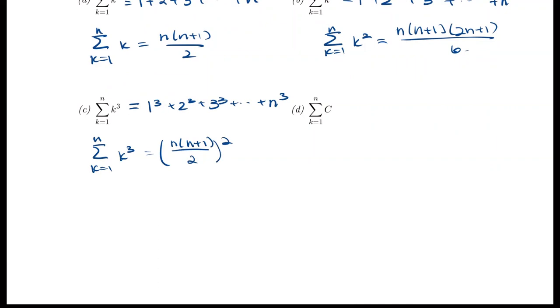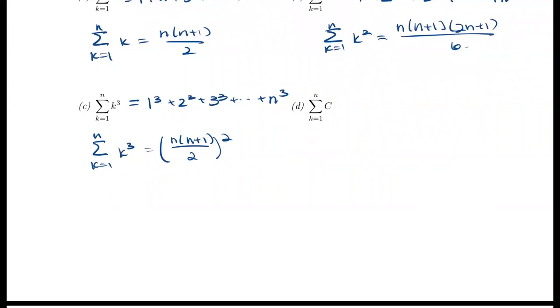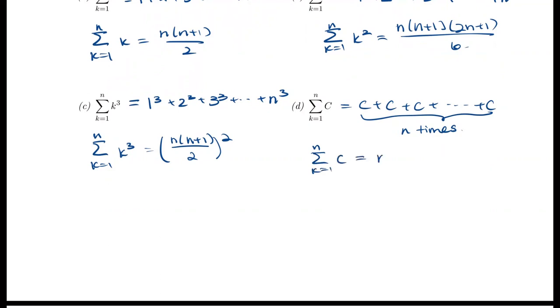And as for the last one, since c is just a number here and does not involve k at all, you're just going to be adding a bunch of c's n times. So if you're going to add c's n times, then the sum from k equal to 1 to n of c is simply just going to be n times c.